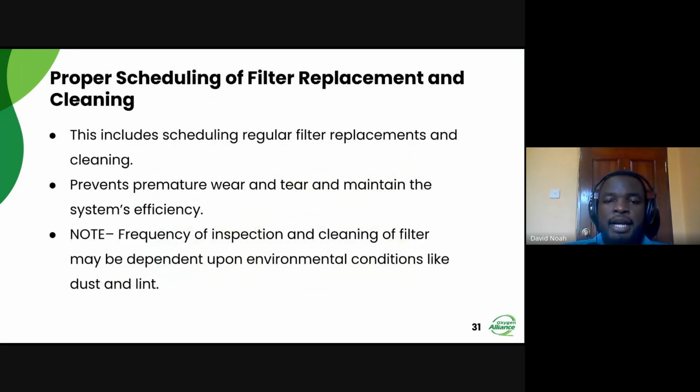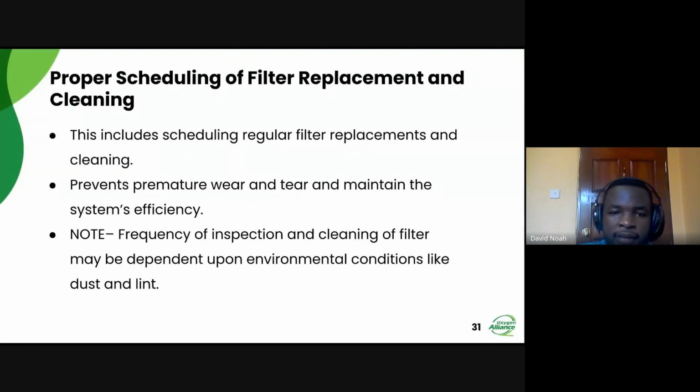Let's now look at another tip or a good practice when handling these filters: proper scheduling of filter replacement and cleaning. This includes scheduling regular filter replacements and cleaning. Establishing a schedule for regular filter replacements and cleaning is essential for maintaining the optimal performance of oxygen concentrators.